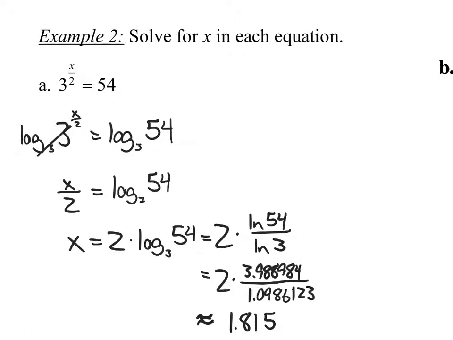Isn't that basically 4 divided by 1? It's 3.98 divided by 1.09. So shouldn't that be closer to 7? Yeah, let me see here. 3.988984 divided by 1.098612 times 2. Yeah, there's something up with how I was punching it into this calculator.